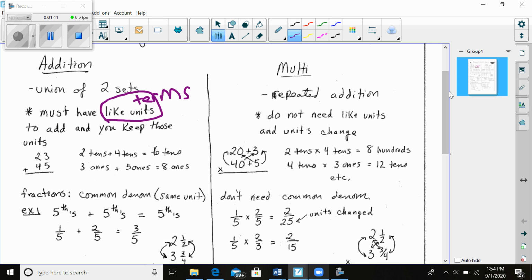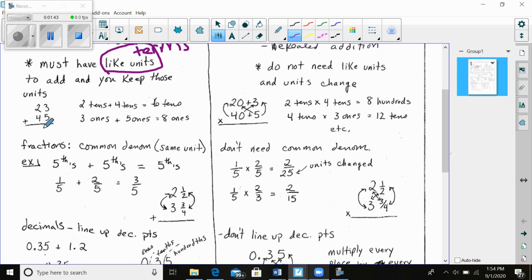So think way back to whole numbers, right? When you were adding, you might have gone like this, and you only add the ones and the ones, and you get ones. Then you add your tens and your tens, because really this is 20 plus 40, or 2 tens plus 4 tens, which gives you 6 tens. And then if you get more than 10, then you have to regroup. But you are only adding like units.